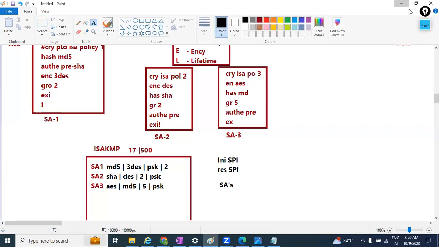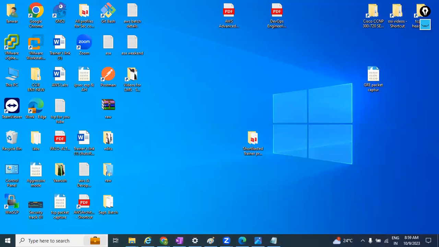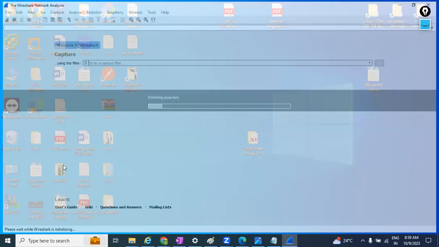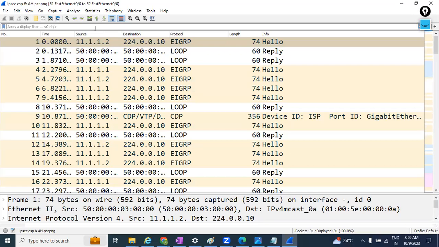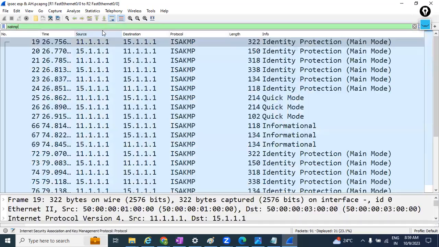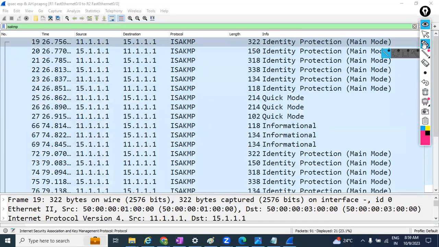So I'll show you just one sample of an ISAKMP header. This is how it looks, and where this kind of information would be. So in total how many messages? As we discussed, 9 messages. The first 6 messages are all about main mode: 1, 2, 3, 4, 5, and 6. 7, 8, and 9 are about quick mode. Total is 9 messages. Let's open the first message.